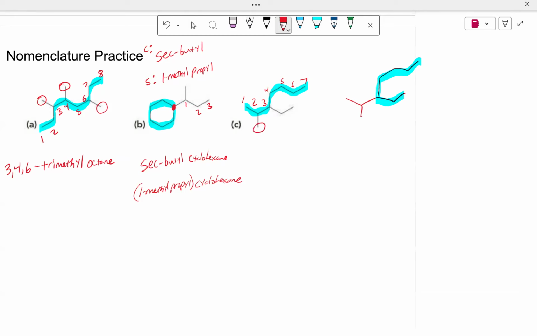All right, so on this carbon, I got a methyl. This carbon, there's an ethyl, on number 3. So I alphabetize the substituents, 3-ethyl, and then 2-methyl, and the parent chain is heptane.